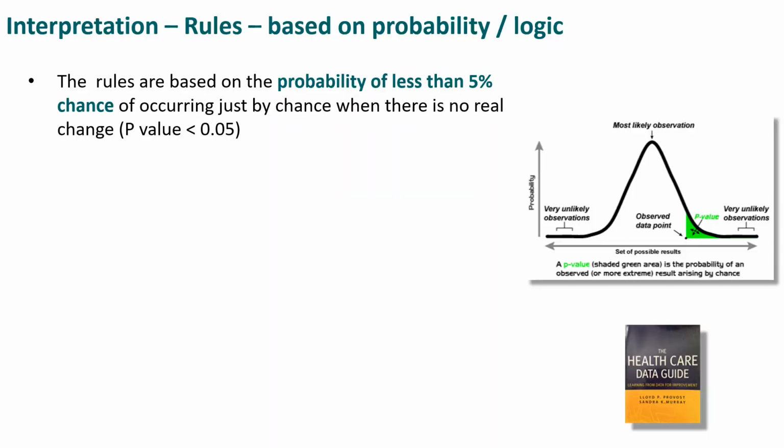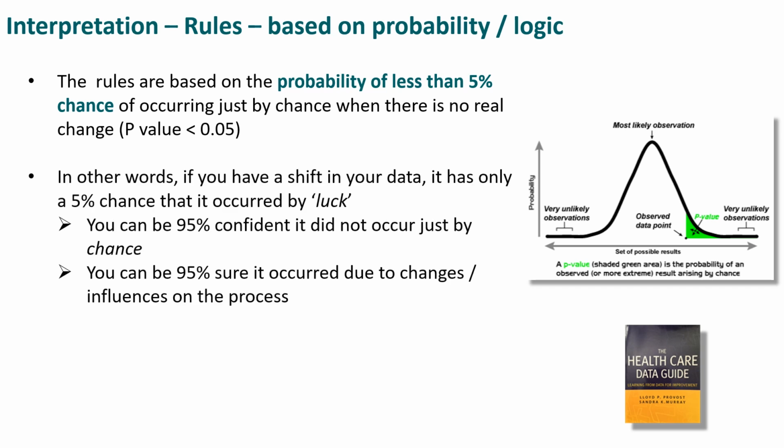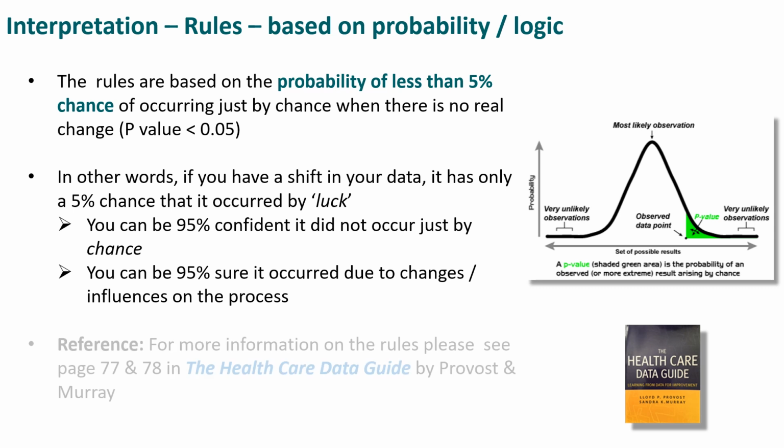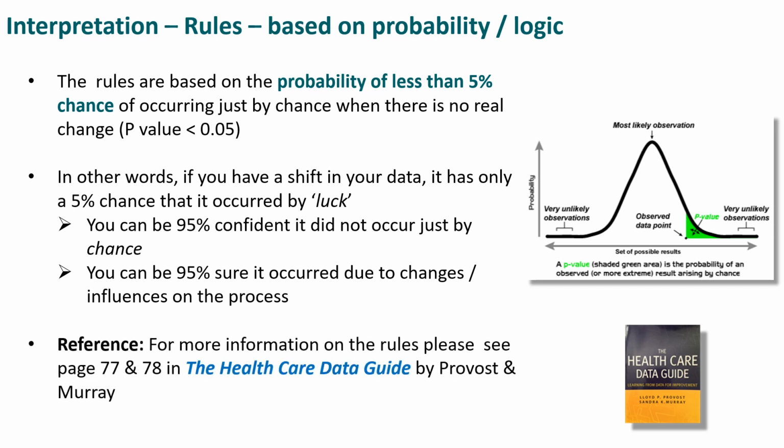So the rules are based on probability and logic. They're based on the probability of less than 5% chance of occurring just by chance or luck or by a fluke when there was no real change. It's similar to a p-value of less than 0.05. In other words, if you had a shift in your data, it only has a 5% chance that it occurred by luck or by fluke or by chance. You can be 95% confident it did not occur just by chance, or you could say you could be 95% sure it occurred due to the changes or some kind of influences on the process. If you'd like to learn more, refer to the Healthcare Data Guide, pages 77 and 78.